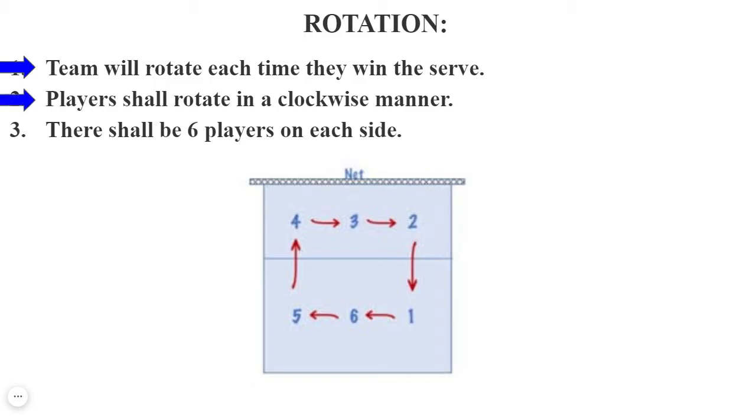Players will rotate in a clockwise manner, as shown below. Number 1 in the diagram below is the server. 1 would move to number 6 slot, 6 to 5, 5 to 4, 4 to 3, 3 to 2, and 2 slides back to the 1 slot. There will be 6 players on each side of the volleyball net.